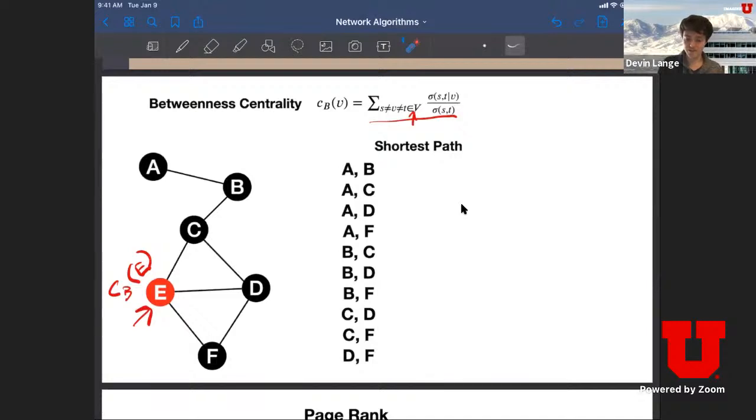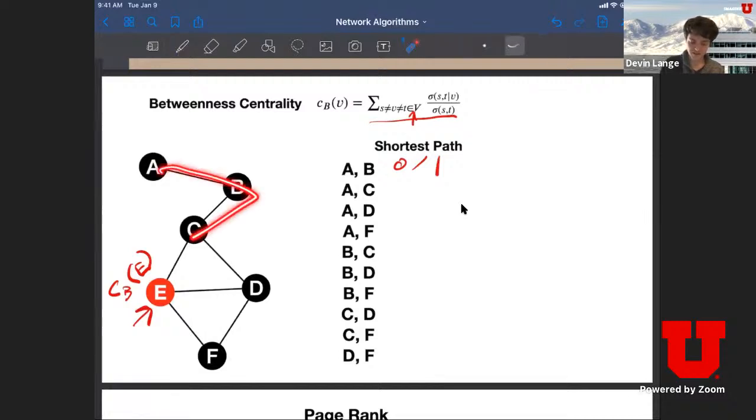Other than that, we are going to be summing up these fractions. On the numerator, we are going to count, for this pair, the number of shortest paths that include E, the node V, which in our case is E, and then we're going to look at the total. So if we just go through all of these paths here, we start with AB. This is the shortest path from A to B. There is one of them, and it does not include E. So the numerator in this equation is 0, and the denominator is 1.